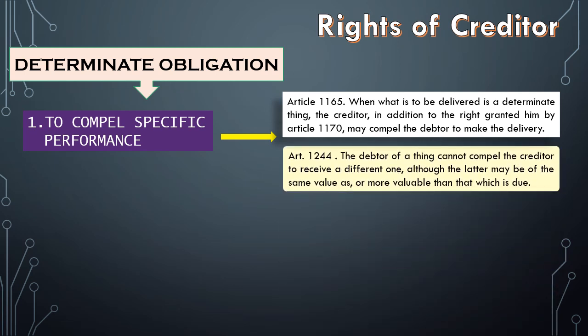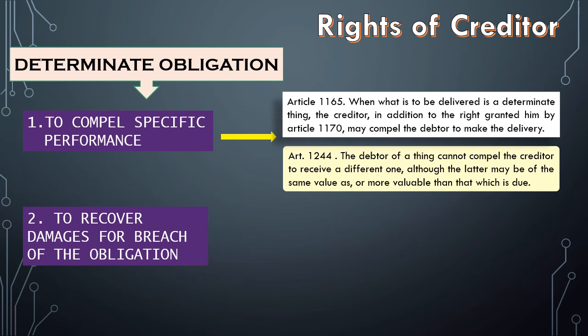Correlate that also to Article 1244. Ano ang sinasabi ni Article 1244? The debtor of a thing cannot compel the creditor to receive a different one kahit yung binibigay niya is more valuable than that which is due.